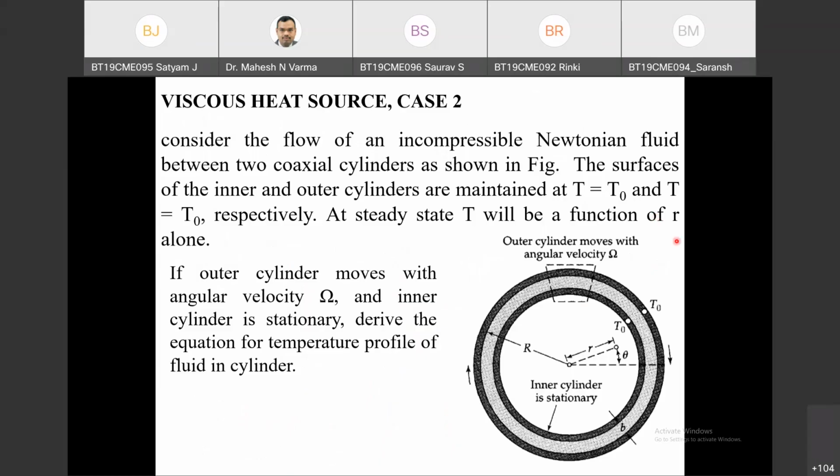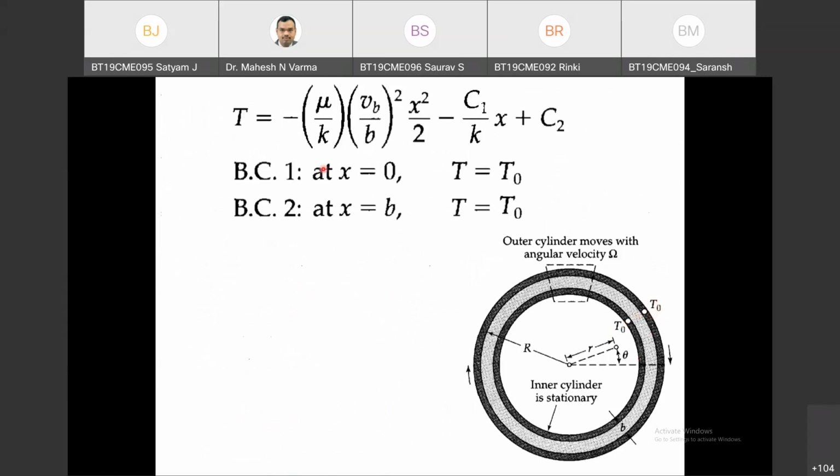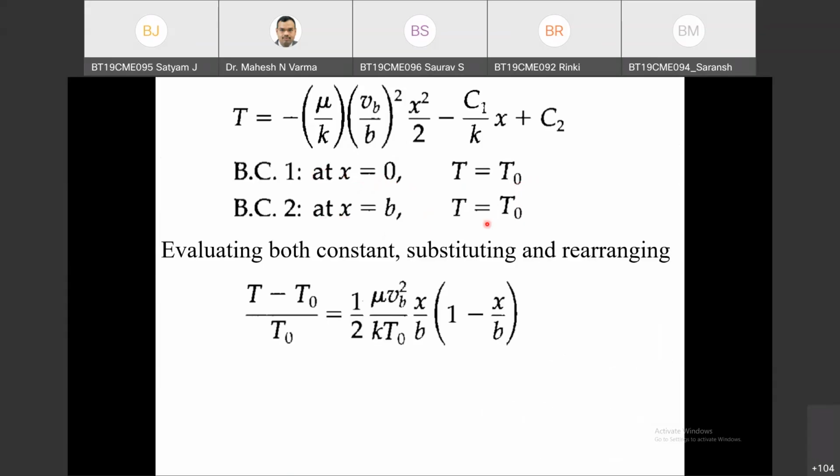If both the temperatures are T0, I cannot use the earlier form because that rearrangement is not valid for TB equals T0. So at x equals 0, temperature is T0, and at x equals B, temperature is T0. Substituting and evaluating the constants, this is kind of a Brinkman number, not exactly the Brinkman number. This will be the temperature profile.